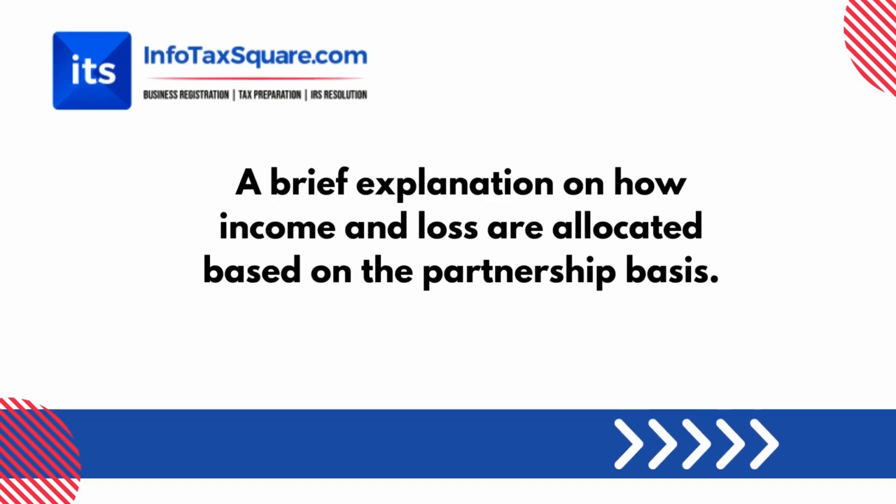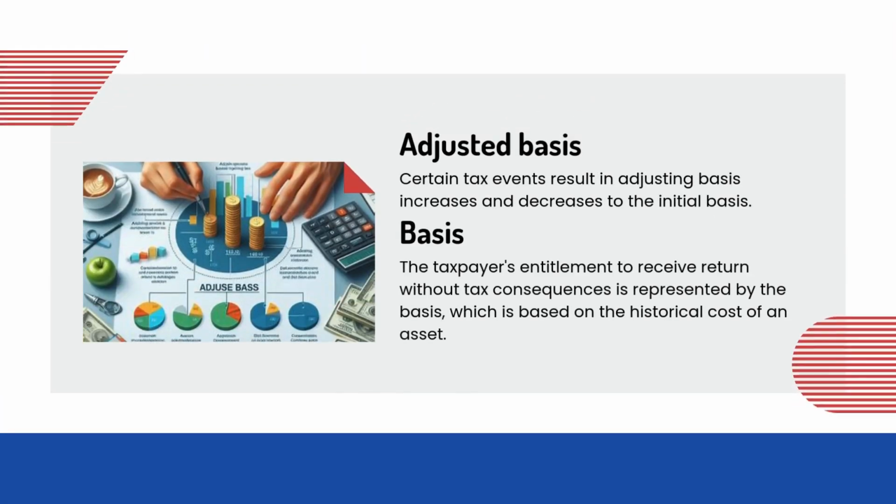A brief explanation on how income and loss are allocated based on the partnership basis. Adjusted basis. Certain tax events result in adjusting basis increases and decreases to the initial basis. Basis. The taxpayer's entitlement to receive return, without tax consequences, is represented by the basis, which is based on the historical cost of an asset.